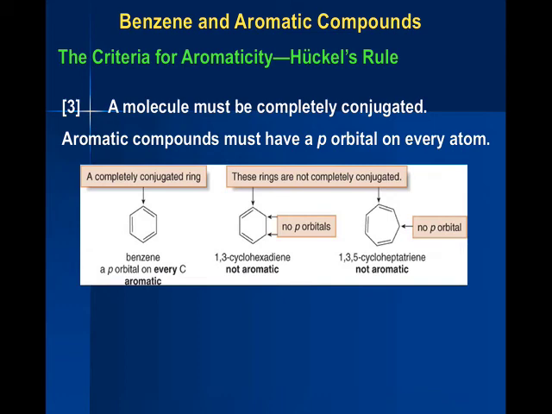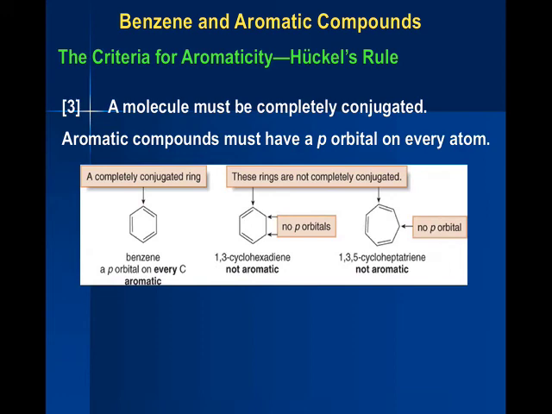Here, whether or not this is planar or not, it's irrelevant. It doesn't have a p orbital on every atom. This is sp3, this is sp3. No p orbitals. Likewise here, for cycloheptatriene, no p orbital. It can't be aromatic.